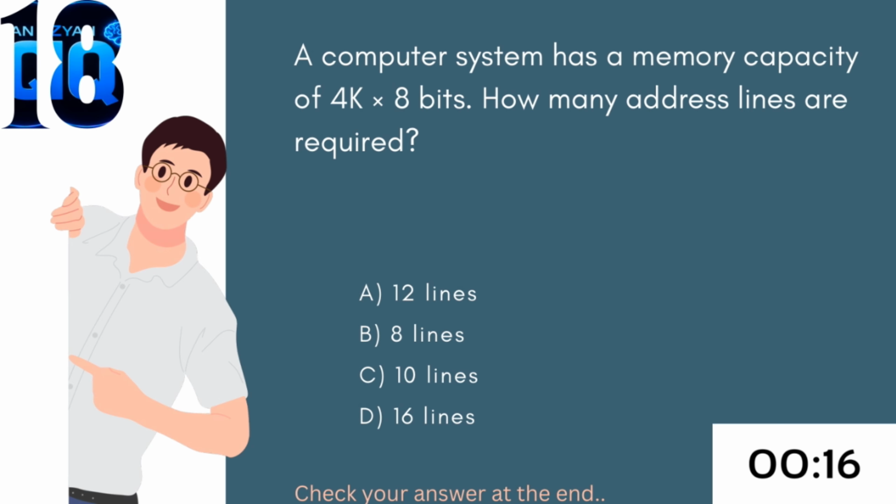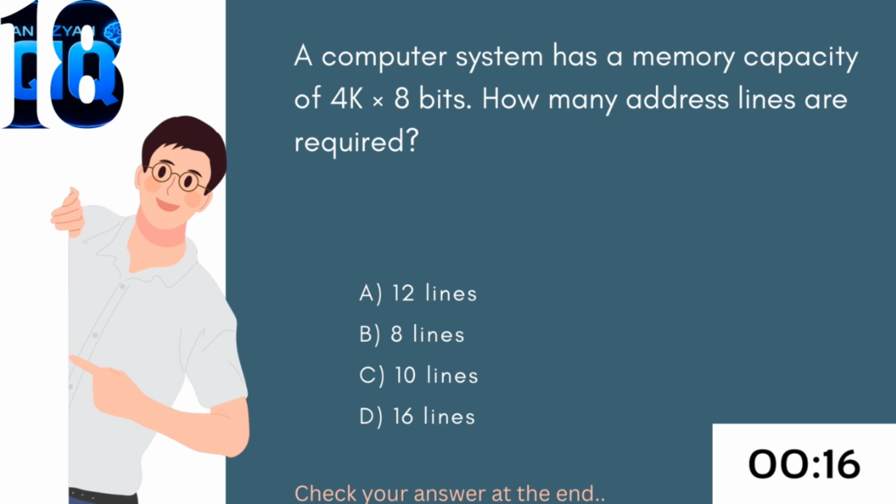Think of address lines like the bits in the binary address. Each line can be either 0 or 1. So, to find out how many lines are needed, we need to figure out how many binary combinations can cover all 4096 addresses. Now, if we think about powers of 2, 2 to the power of what gives us 4096? That's right, 2 to the 12th power equals 4096. So, this means we need 12 address lines to uniquely address each location in this memory.